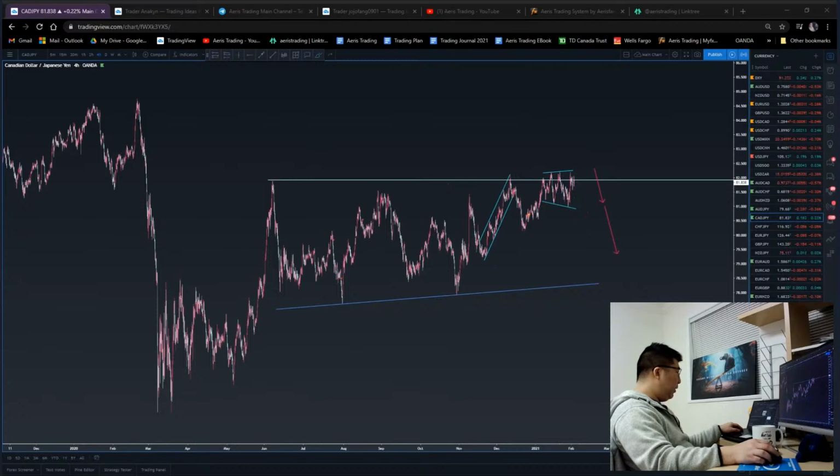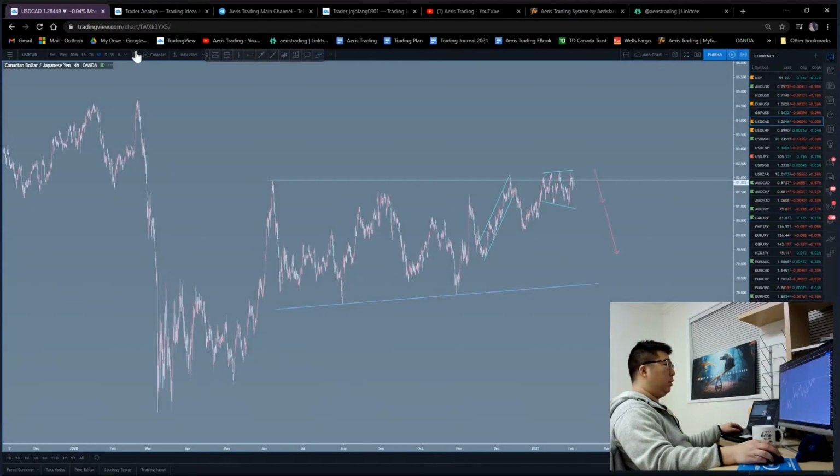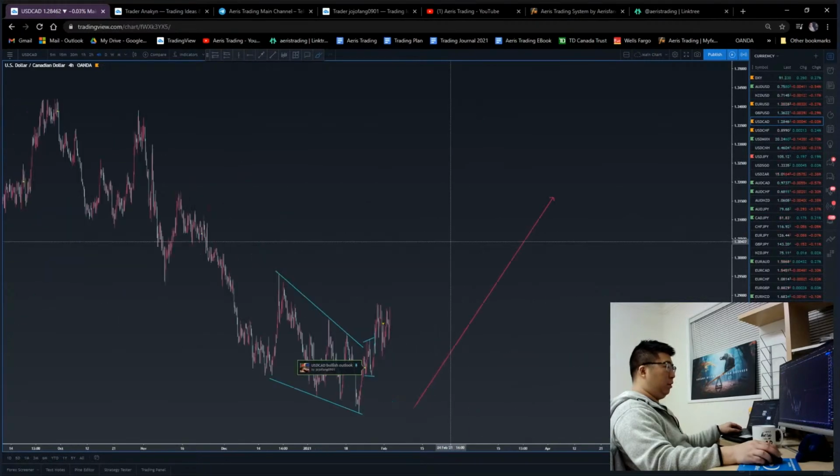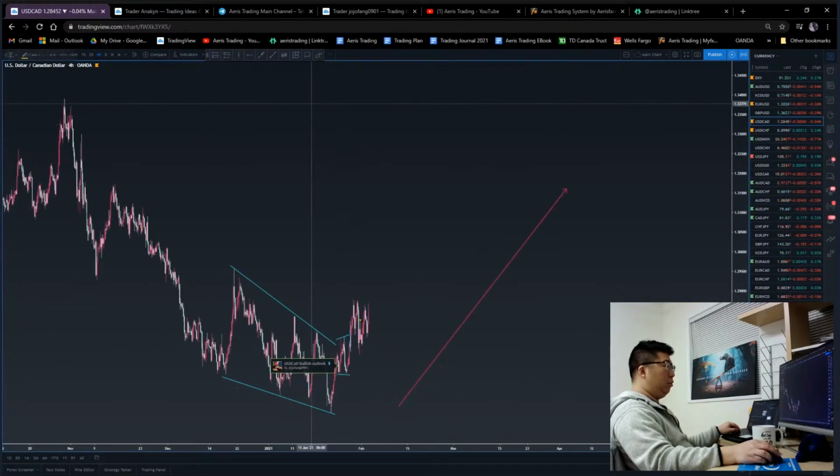I already discussed dollar cat. I did talk about dollar cat. Yes, dollar cat, I'm still very bullish. I'm talking about price broke out of this descending channel. We had a popular upside. Looks like we're forming a correction. So certainly a continuation upwards is possible.